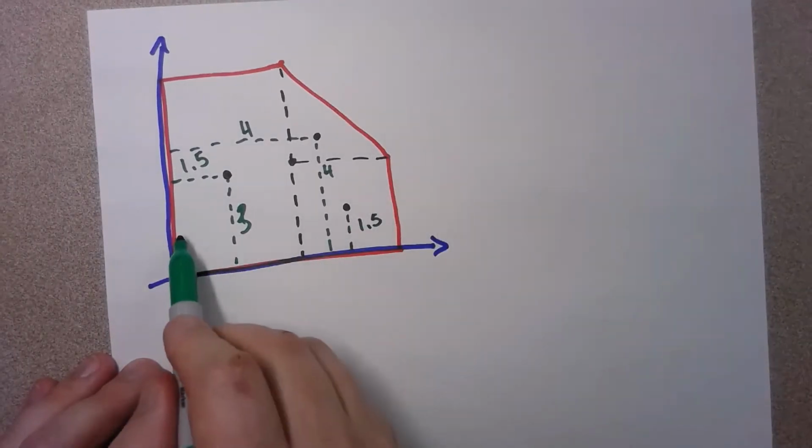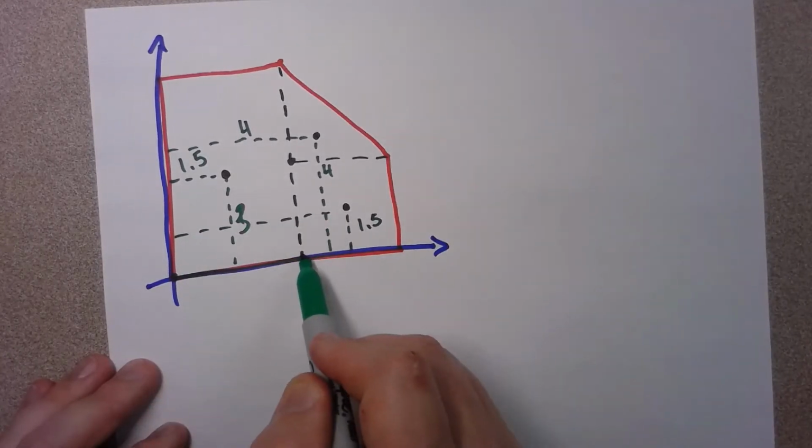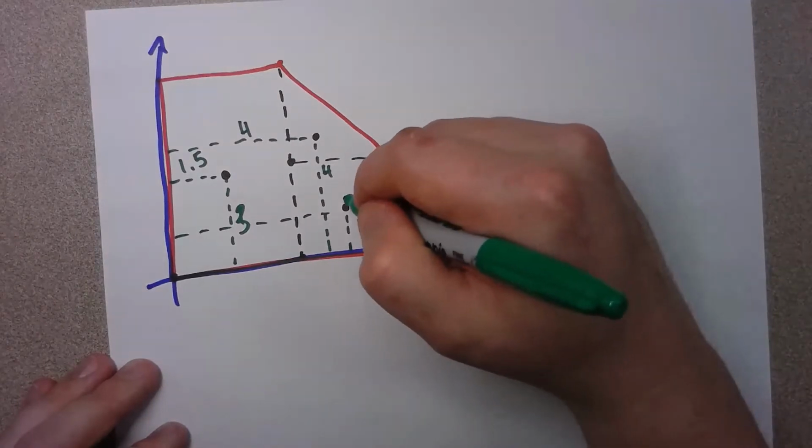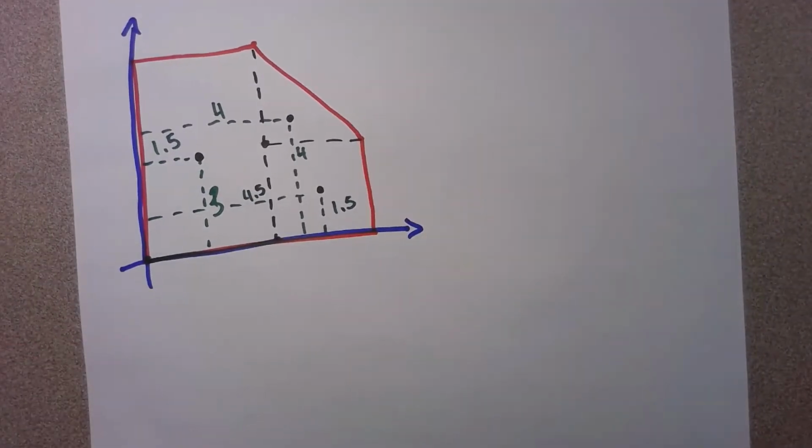But for this one, it starts 3 over this guy. So over is actually going to be 4.5. Okay? So that's step 5. We determine the distance from each simple shape's centroid to the reference axis.